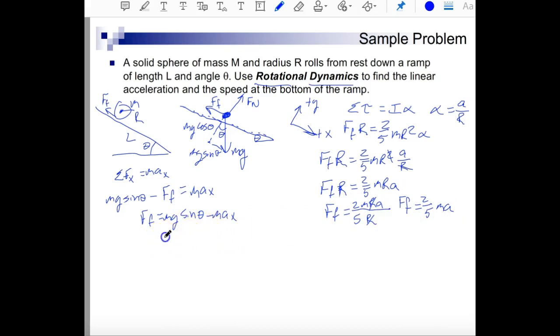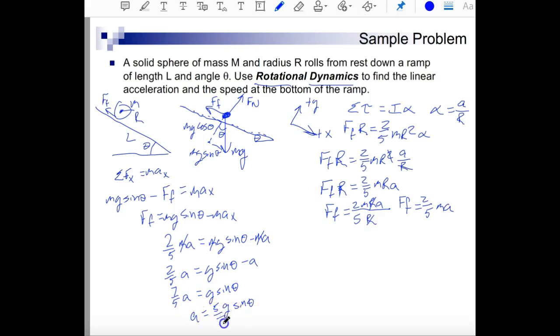So here we go. We have 2/5 times m times a, and that's equal to mg sine of the angle minus ma. We can get rid of the m's all the way across, so those are gone. Now we have 2/5 of a is equal to g times the sine of the angle minus a. We need to add a to both sides, so we're going to do 5/5 a plus 2/5 a, and that gives us 7/5 a, and that's equal to g sine of the angle, and guess what? We get a is equal to 5 times g times the sine of the angle all over 7.